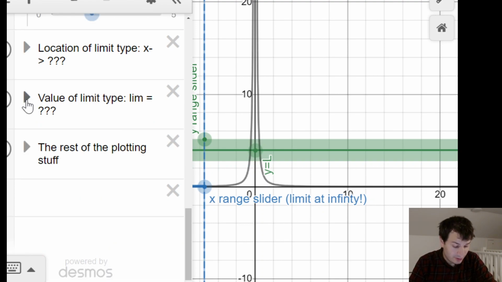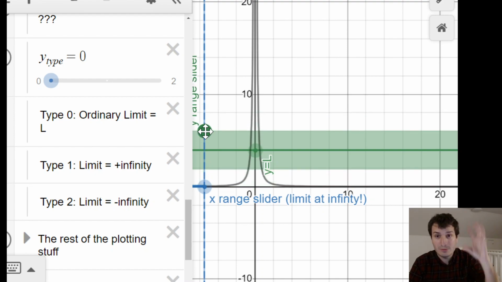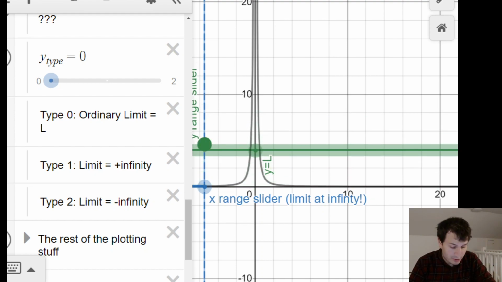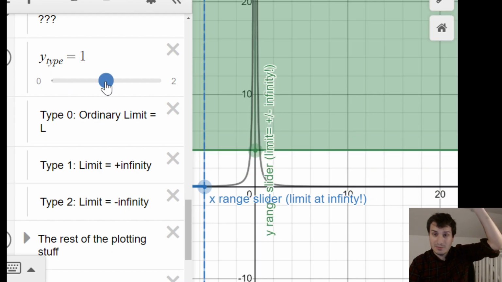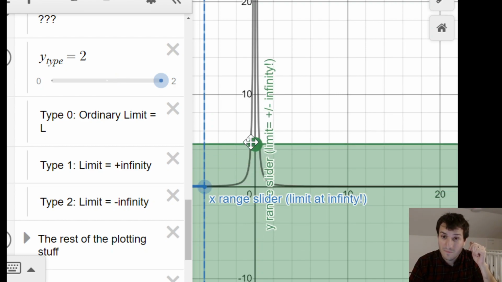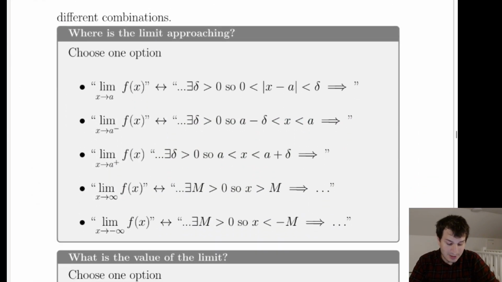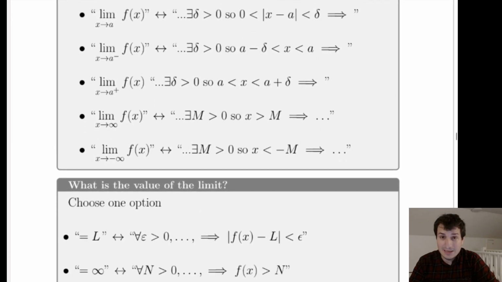You can also do 3 different things for the value of the limit. The green zone can be getting close to y equals L, shrinking around a point, or you can be doing infinity, larger than something, or minus infinity, less than something. So there's 5 possible places you could be going, and 3 possible values you can get, and you can mix and match any of these. You can combine the x's and the y's in all the possible ways. So there's actually 15 possible limits that could happen. The classical epsilon delta is only one of them.